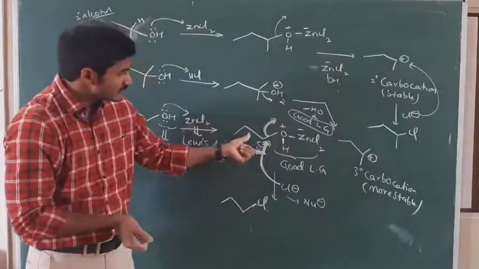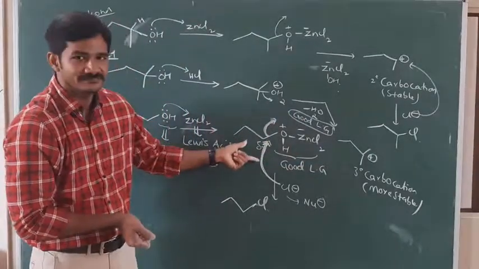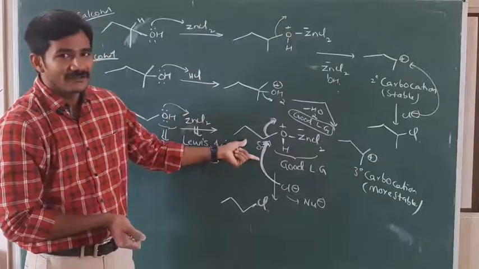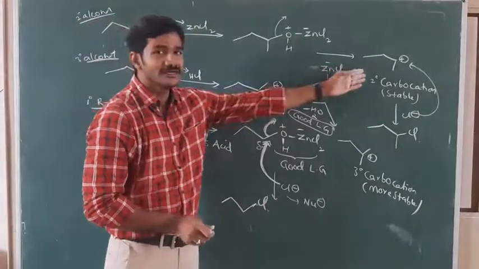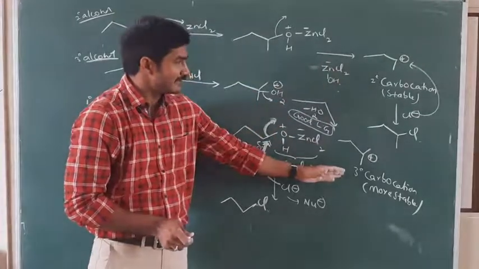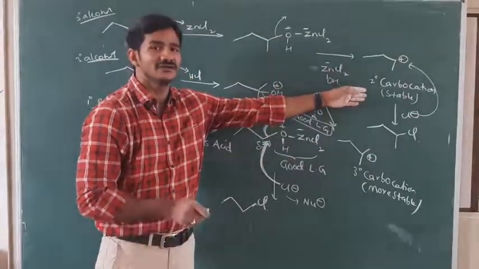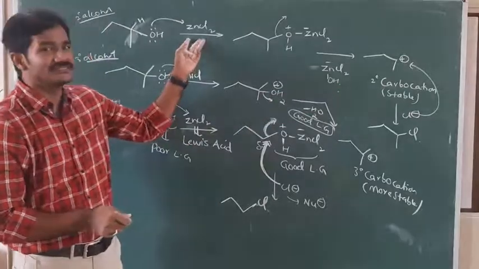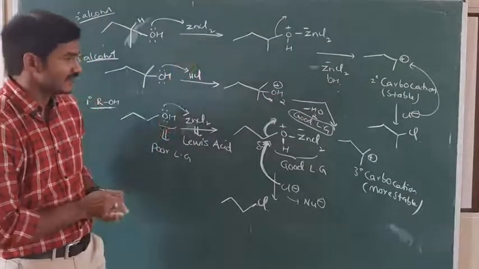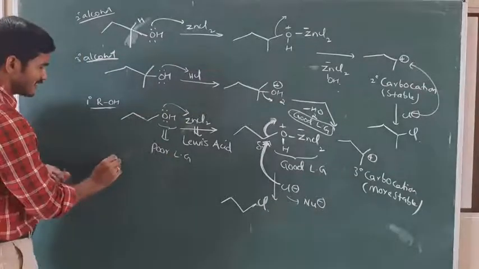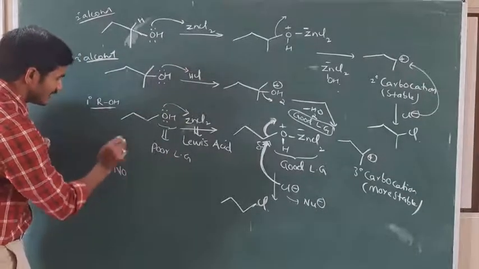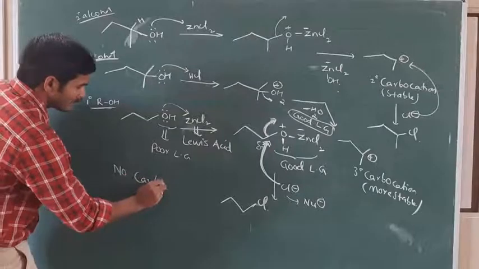That type of more stable carbocation we don't get here. Okay, that's why we don't get any carbocation in the primary case. Here we get one, but compared to the tertiary carbocation, the secondary carbocation is less stable. That's why to initiate we need ZnCl2. Okay, so that's why I write one point here: in primary alcohols, no carbocation is formed.